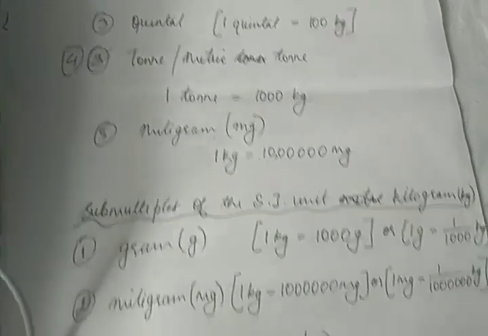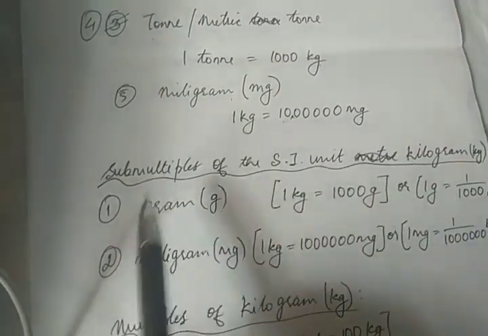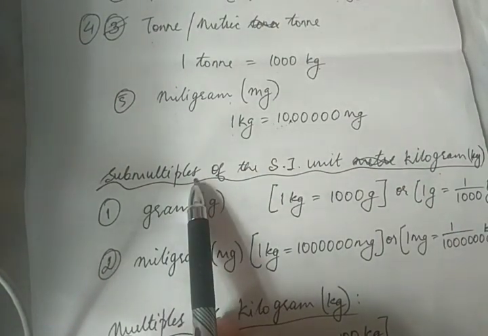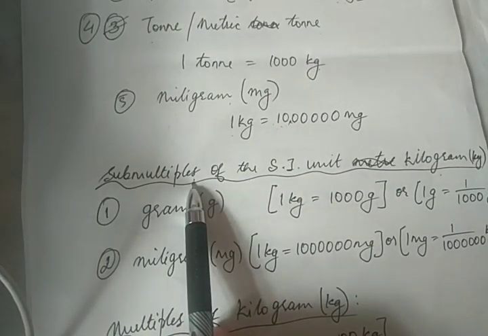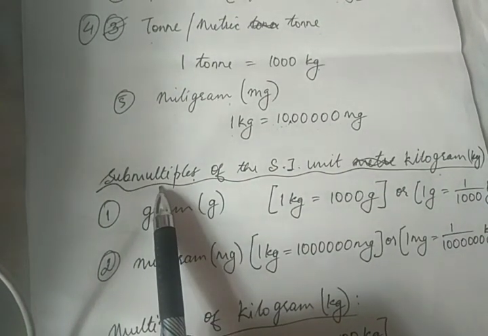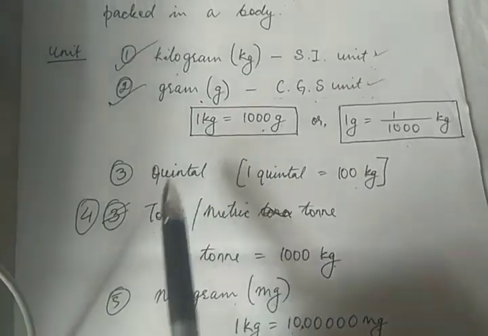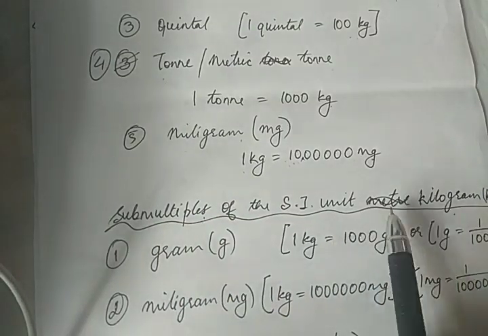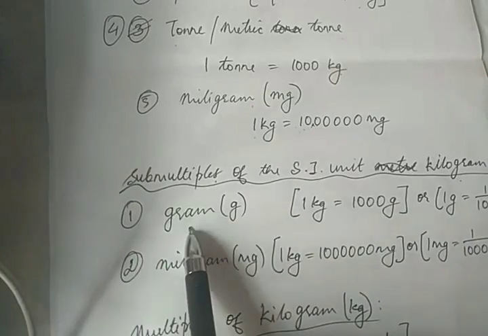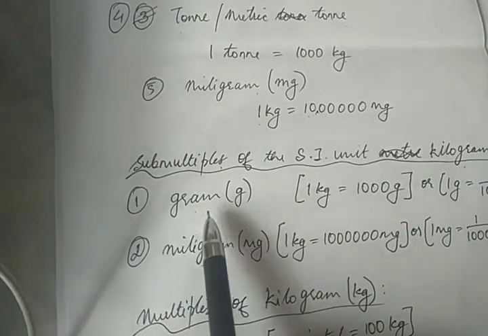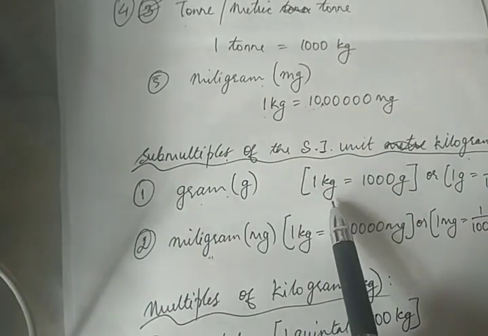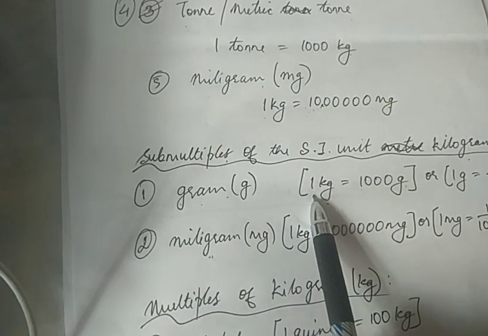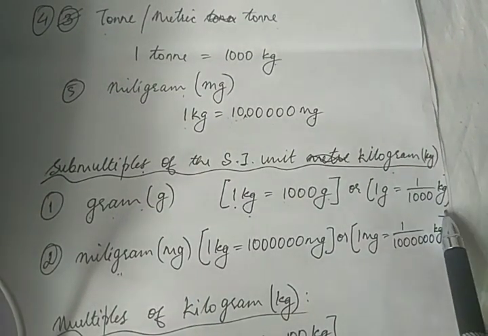All right, so these are the different units. Now there is something called submultiples of the SI unit of kilogram. For now you can understand submultiples as meaning lesser than. So what are the units which are lesser than the SI unit of mass, which is kilogram? Gram and milligram. Gram is lesser than a kilogram, because 1000 grams makes 1 kilogram, or 1 gram is 1 upon 1000 kilogram.